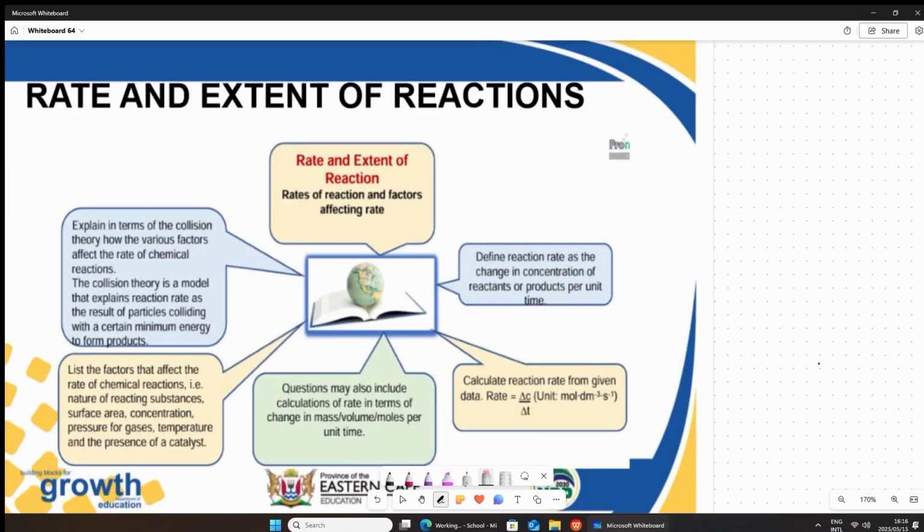We'll also list the factors that affect the rate of reaction, that is, the nature of the substance reacting, the surface area for solids, the concentration, the pressure for gases, as well as the temperature and the catalyst. We will also explain, in terms of the collision theory, how each factor affects the rate of reaction, also using the Maxwell distribution curve.